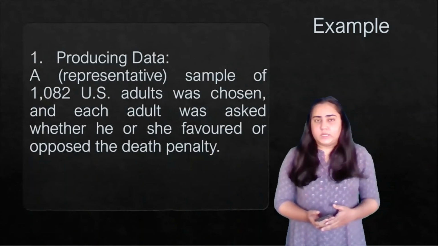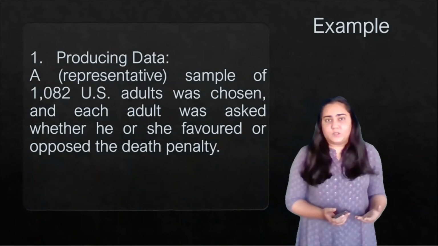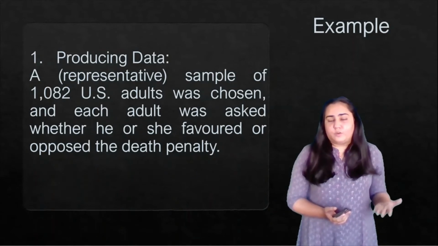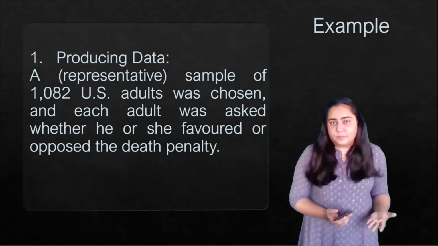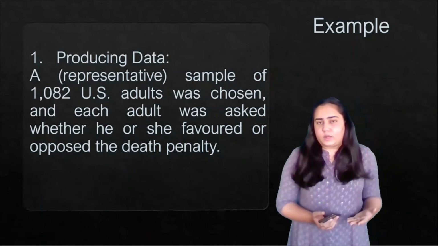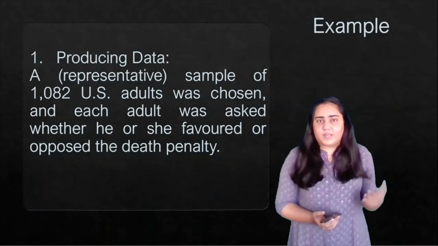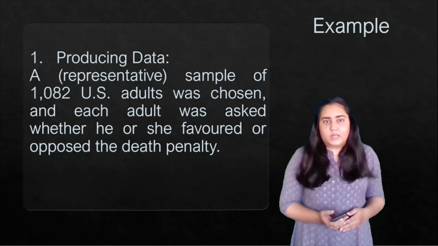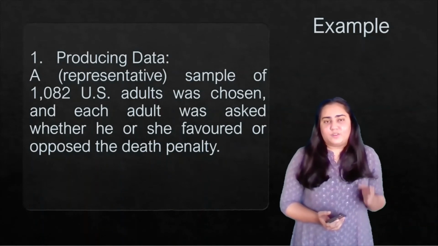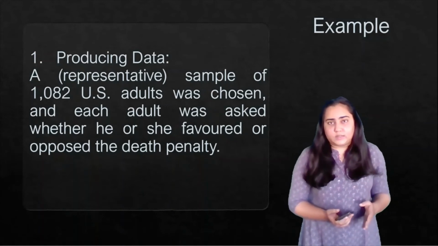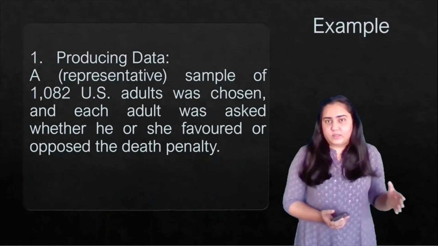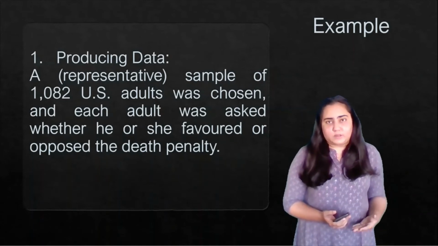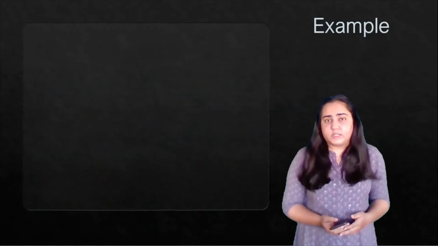Now, number one, the first step in our statistical process, is to produce the data. To do that, a representative sample of 1,082 US adults was chosen, because we cannot actually go and ask every US adult. And even if we could, analyzing that much data would be a tiresome task. So you need a sample, and that's why a sample of 1,082 US adults was taken, and then each adult was asked whether he or she favored or opposed the death penalty. So that's our data, it is produced.